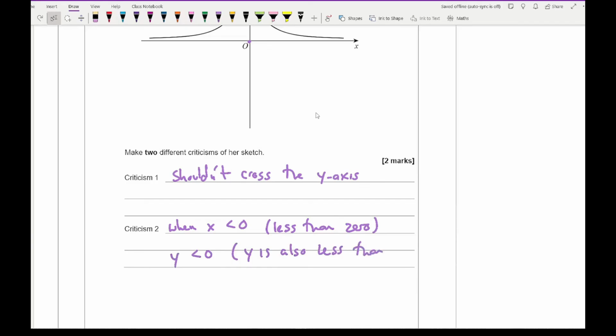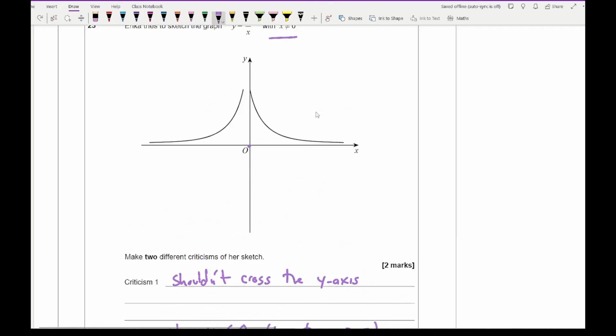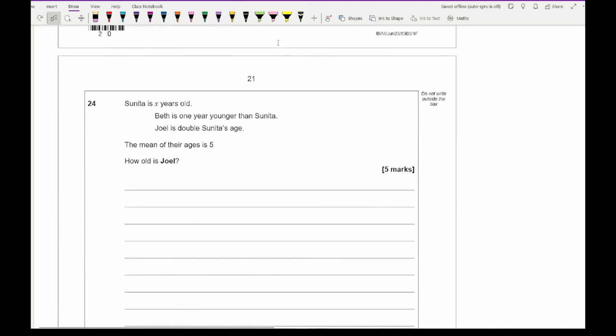Now basically what that means is that when x is negative, so looking at this region here, that this curve that we've got should actually be something that looks like this. So that's what it should be, and that's what Erica has drawn. So that's what we should have. So something along those lines would get you the 2 marks.